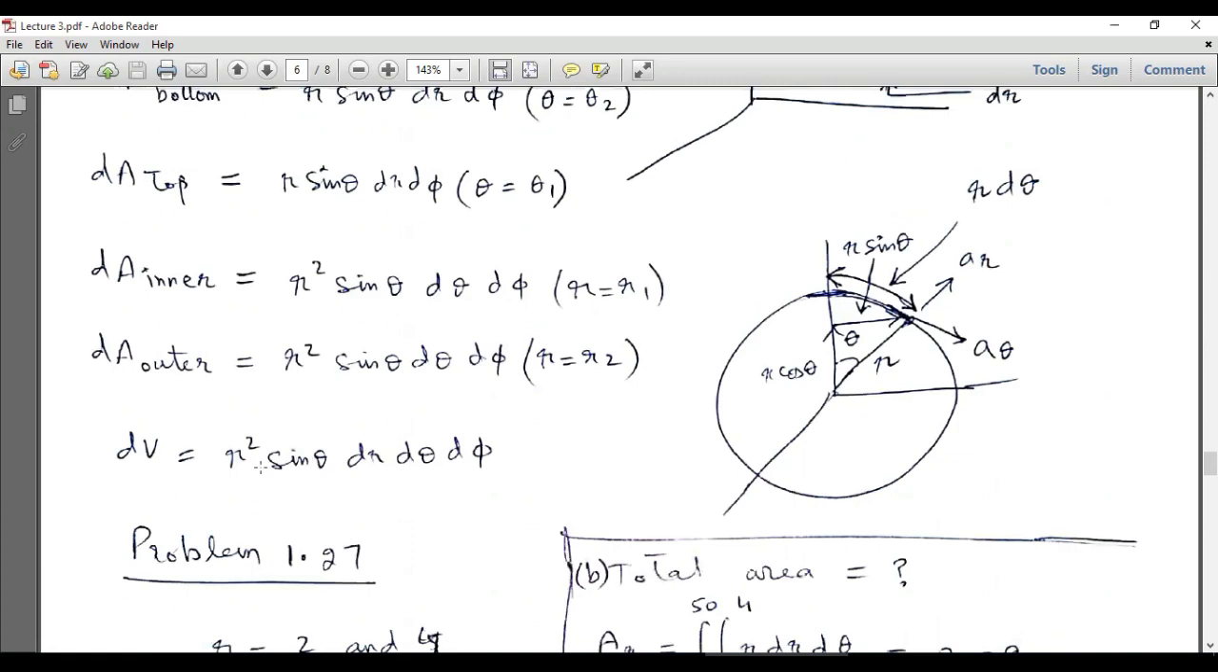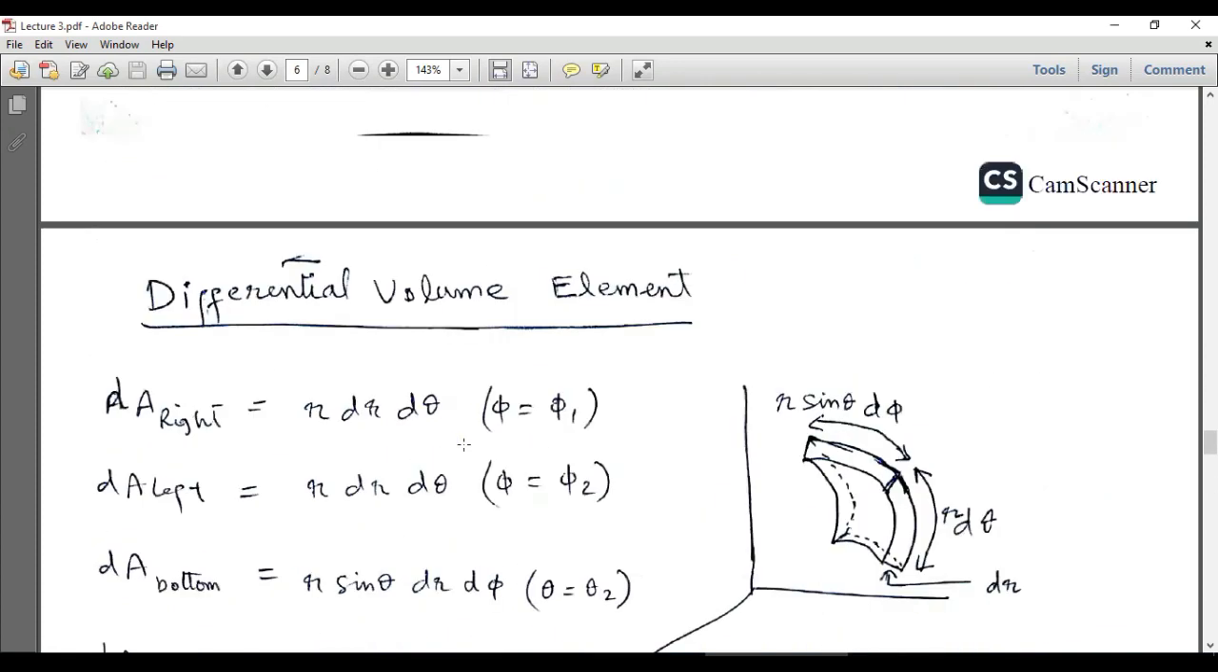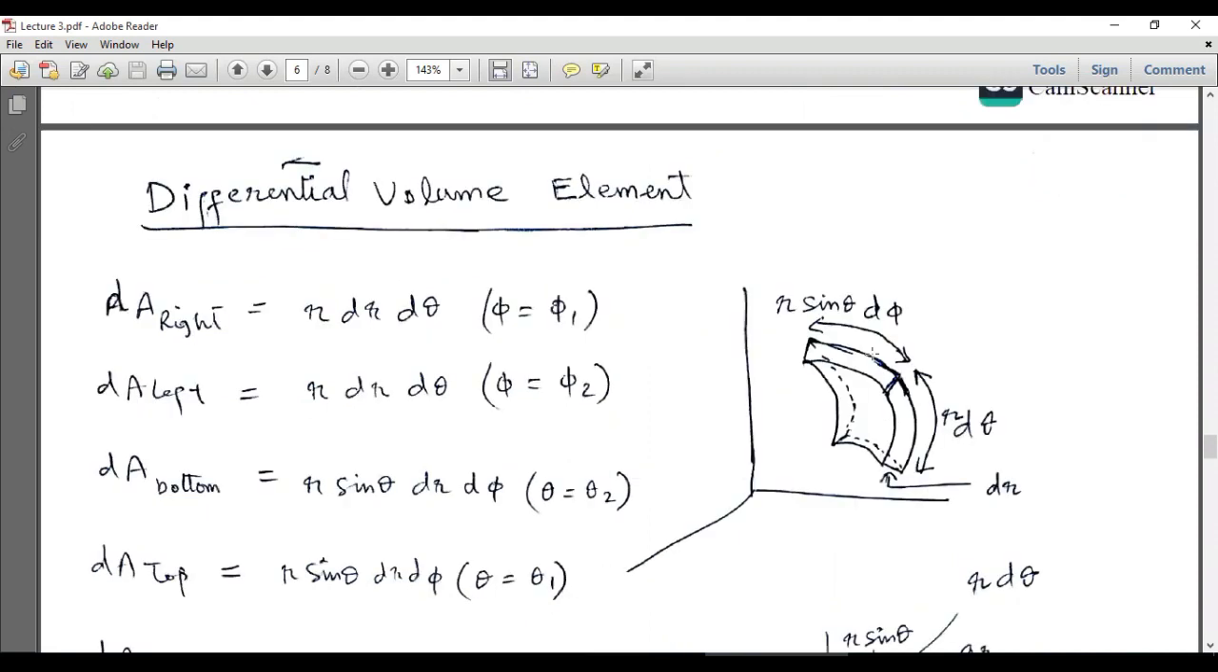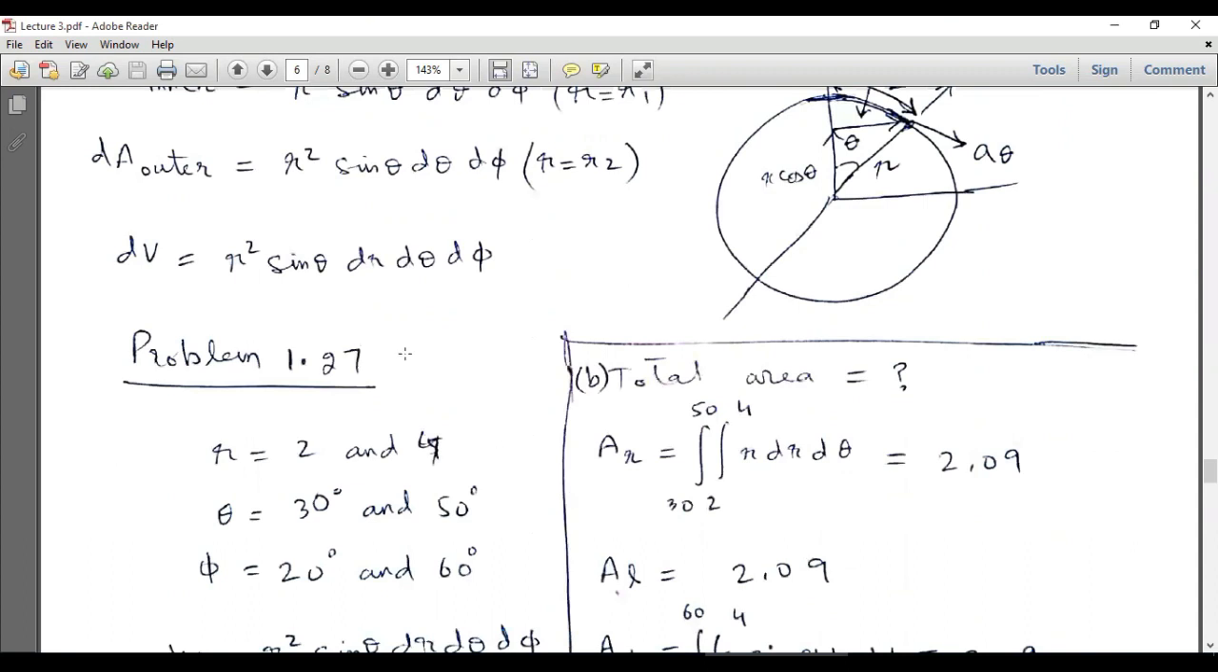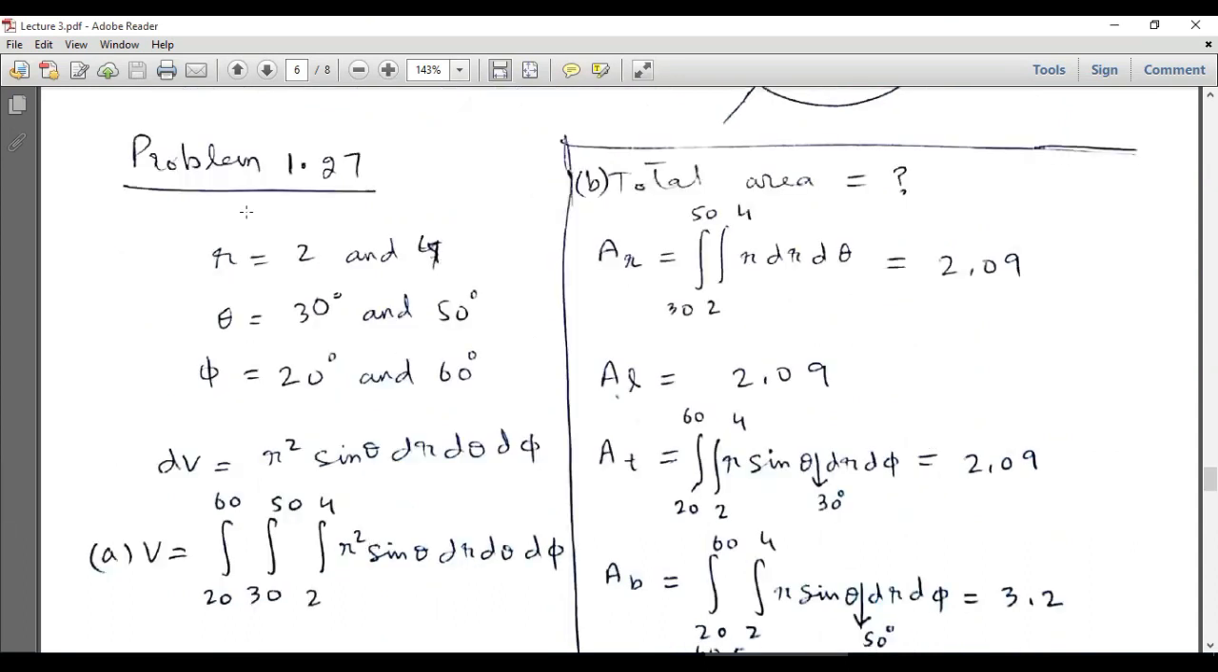Similarly, the differential volume can be calculated by multiplying all these three differential lengths. So dr, r d theta, and r sine theta d phi. So the product will be r square sine theta dr d theta d phi. That will be the differential volume. Now in this problem, we can calculate the total volume of the differential element. We can calculate the surface area of all the six surfaces, and we can calculate the differential lengths.